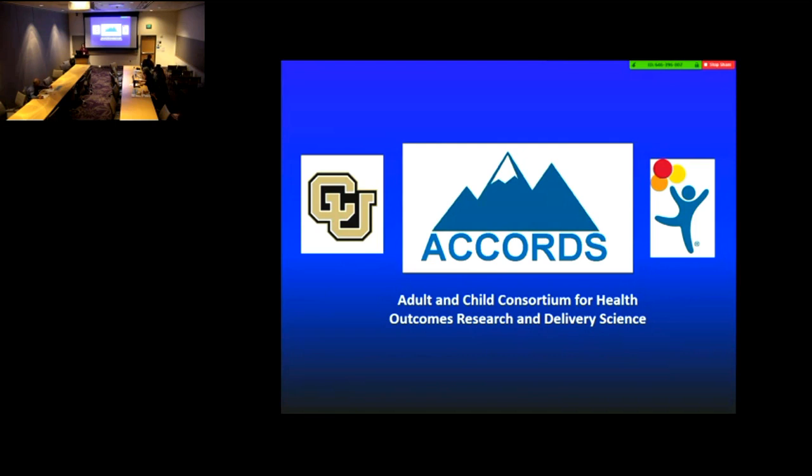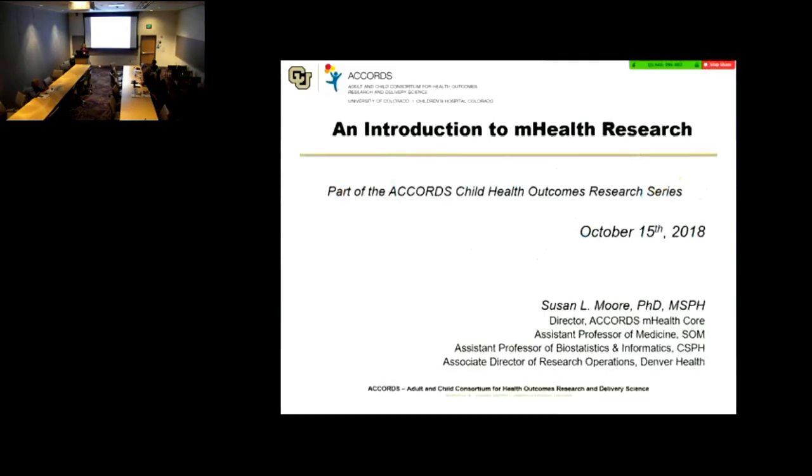On behalf of the courts, which in case anybody doesn't know is the Adult and Child Consortium for Health Outcomes Research and Delivery Science here on campus. We work with the School of Medicine and we work with children and helping to support investigators in doing excellent health outcomes research. My name is Susan Moore.